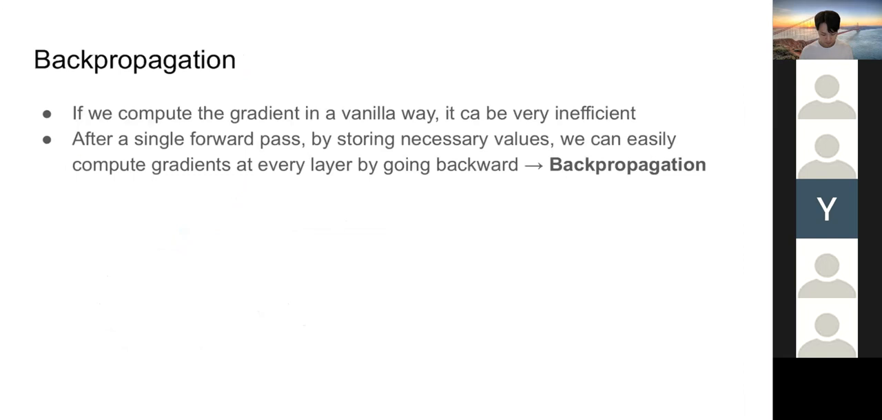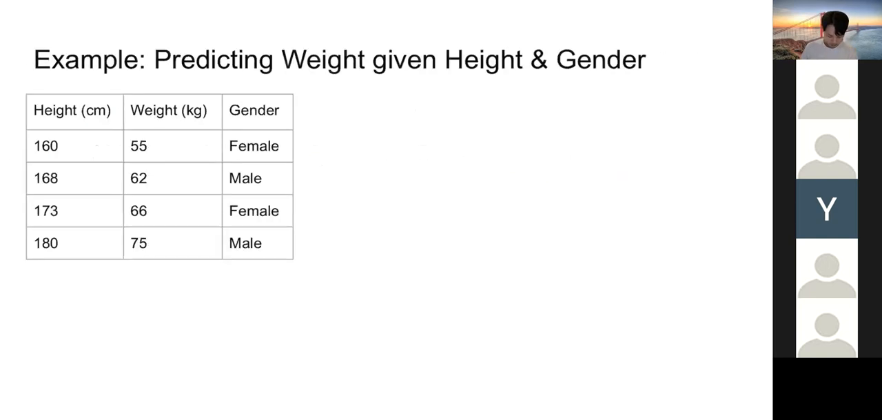And then we talked about backpropagation really briefly, the fact that if you compute the gradient in a vanilla way, it'll not be so efficient. So you track your values at every layer, and then you back propagate, which enables you to compute the gradient more efficiently. And I think I told you that if you're more interested, I'll probably post a reading, maybe a web page, on the reading list. And we also had an example of how we can handle categorical input like gender by translating this into a one hot vector, right?